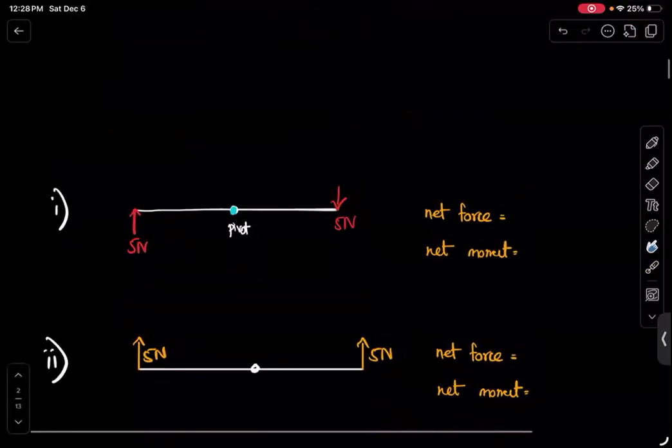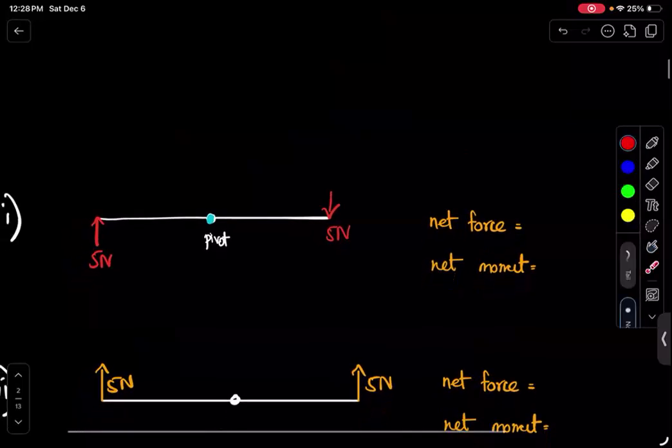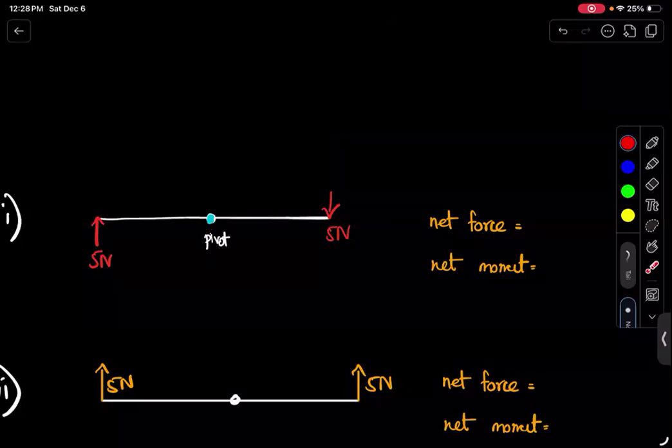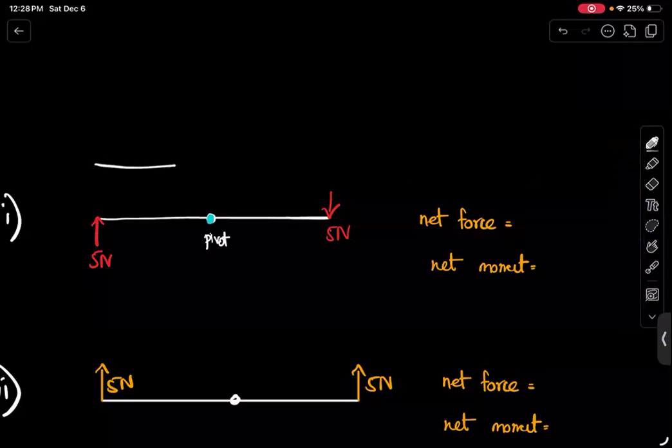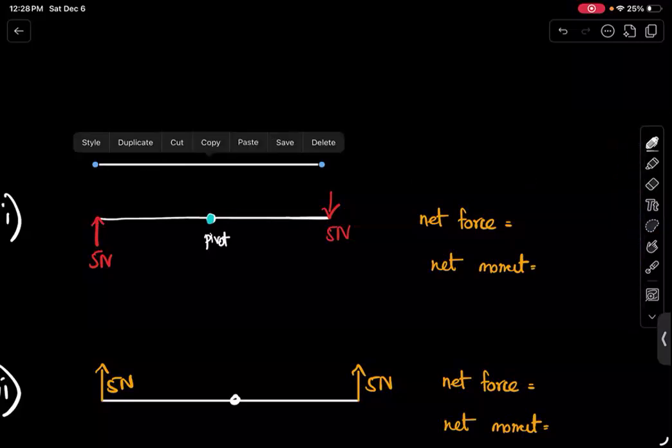Okay, it's a pretty simple example. For example, let's say this is a handle or a bar which is fixed about this point. That means it can rotate about this point. So, for example, if I apply a force of 5 Newton on this side and a force of 5 Newton on this side, what do you think is the net force? Yes, Aras.